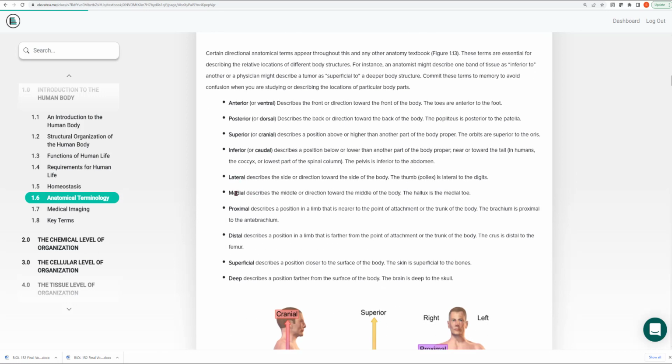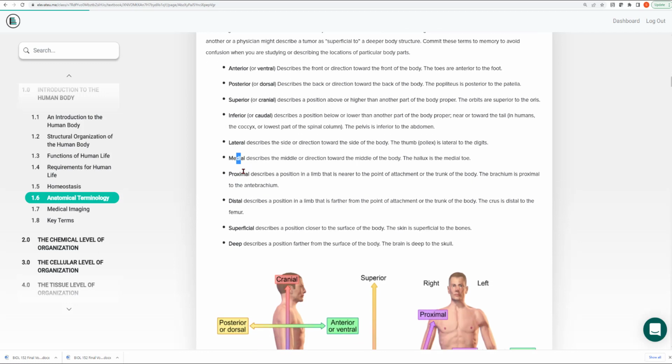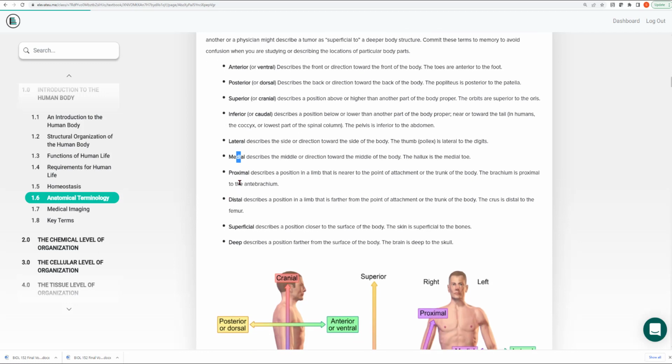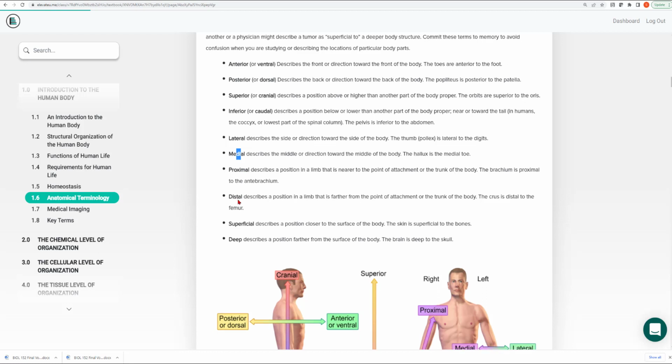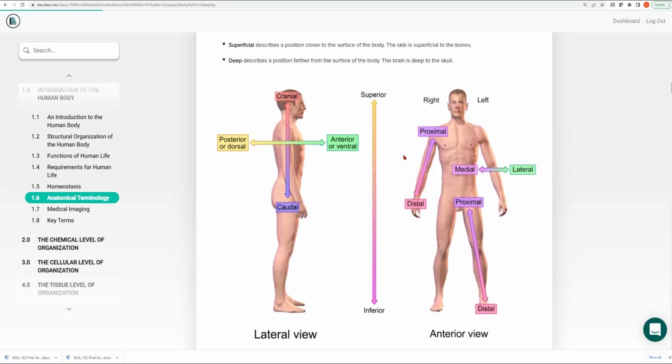Lateral and medial. Lateral to the outside of the body, medial to the inside, to the median, to the middle. Proximal and distal. These are the two terms that give students the most trouble the first week or so of classes. Proximal means closer to the point of attachment. I'll show you the picture in a second. Distal, further away from the point of attachment. Let's look at this image.